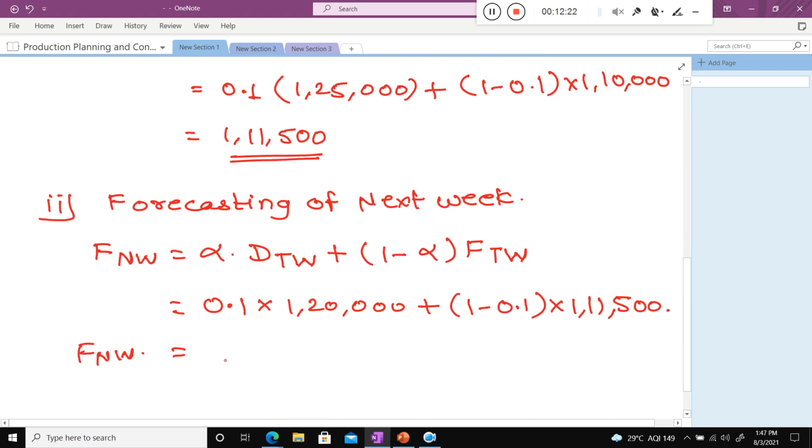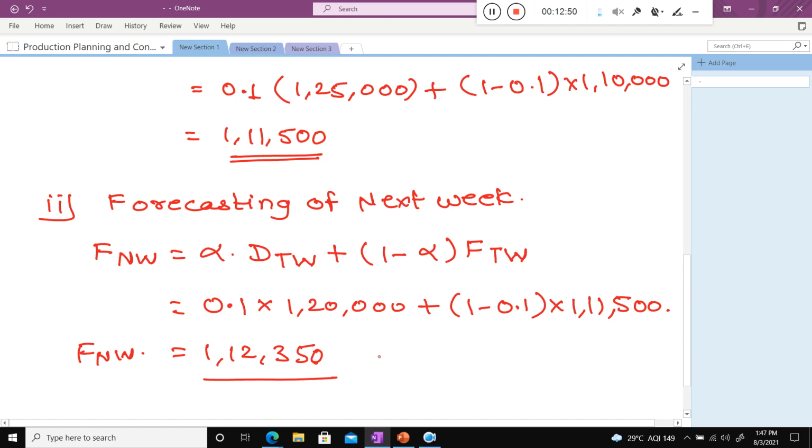Okay, so 1,12,350. So this is the new week, meaning next week. This is the next week forecasting.